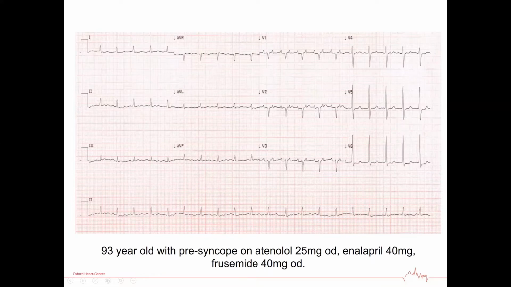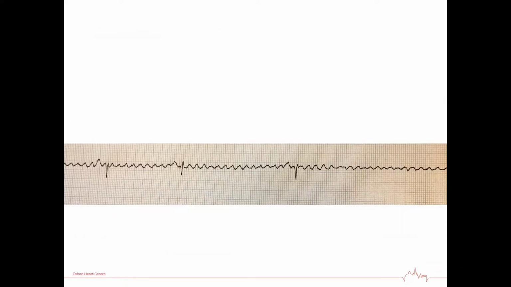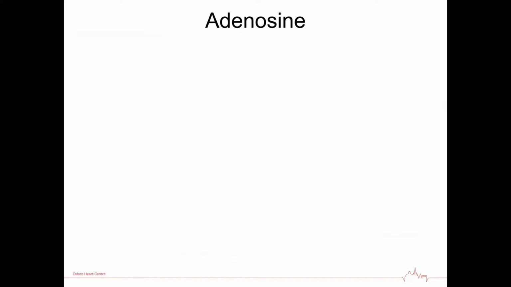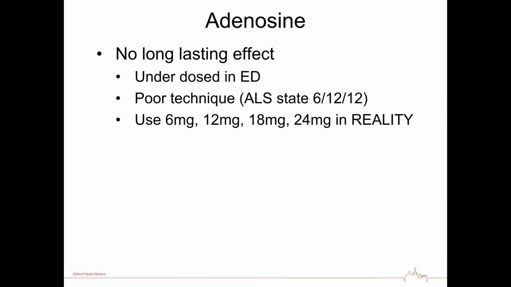We're going to give adenosine. Give adenosine, we basically show this is flutter. 20 seconds later, it's worn off, and he's back in atrial flutter, and we need to do something more about his rate. So let's talk about adenosine. It has no long-lasting effect. Do not be scared. It's underdosed in ED because people are scared of it, and it's the commonest reason we're called, when people can't get on top of a narrow complex tachycardia.